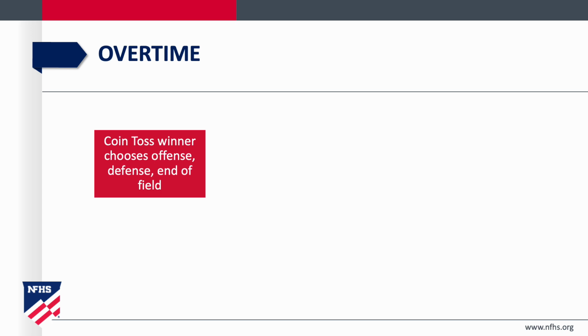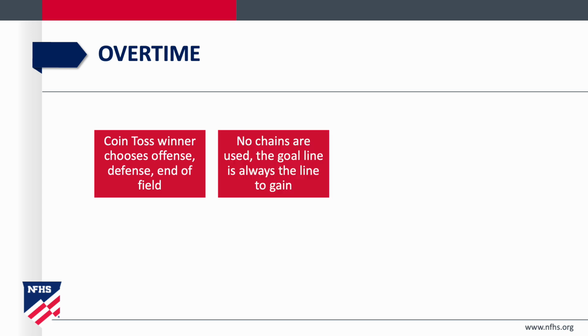If the game is tied at the end of the game, 3 minutes are put up on the clock and overtime begins after this time runs out. After the intermission, captains will come out for a coin toss. The visitor again has the call, and the options for the winner are offense, defense, or the end of the field. During overtime, there are no chains used, only the down marker.